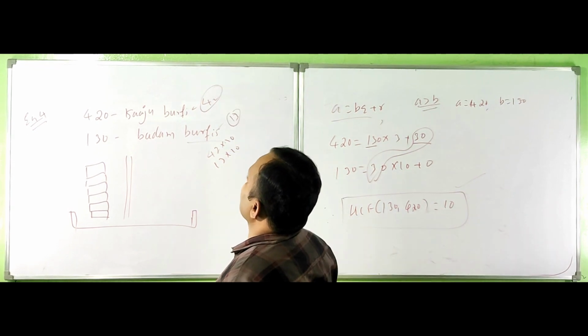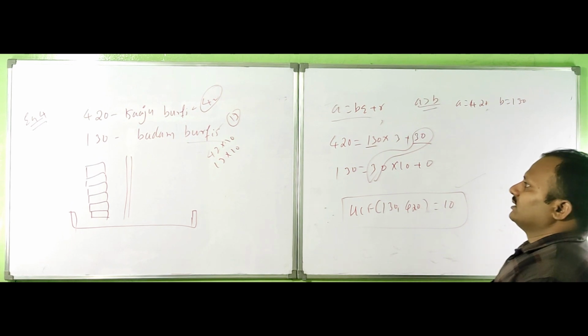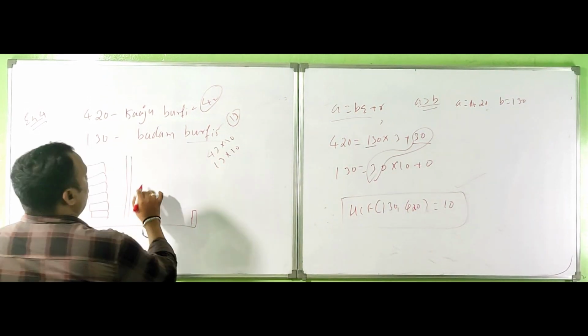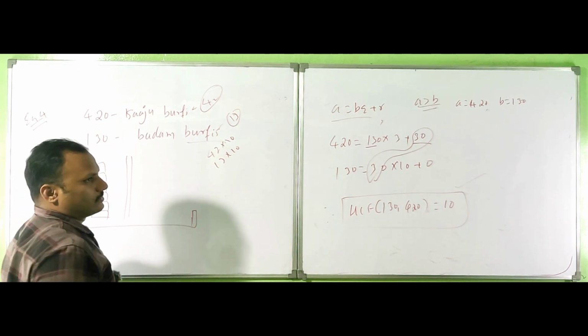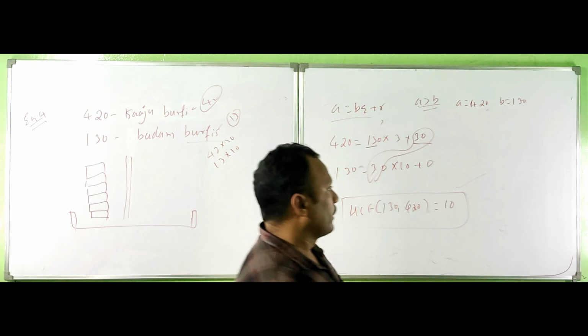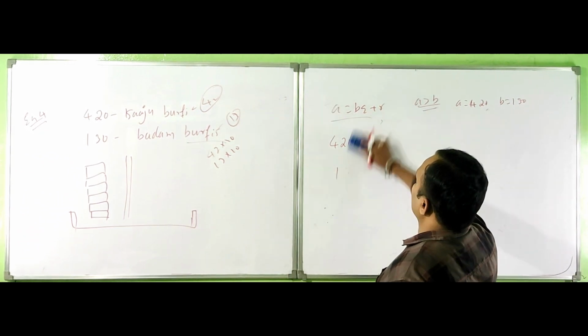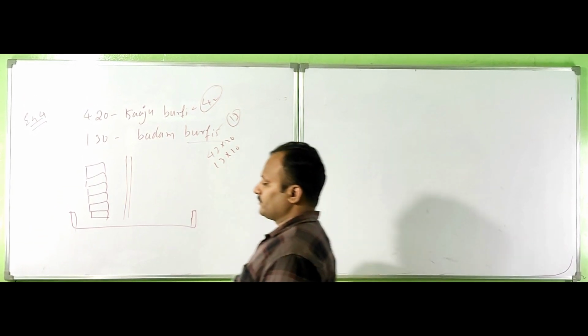So each stack has 10, right? Means she can add 42 for 10 times, and that is 10 times also. That can also be done. Next question from the exercise part I will show. Exercise part.